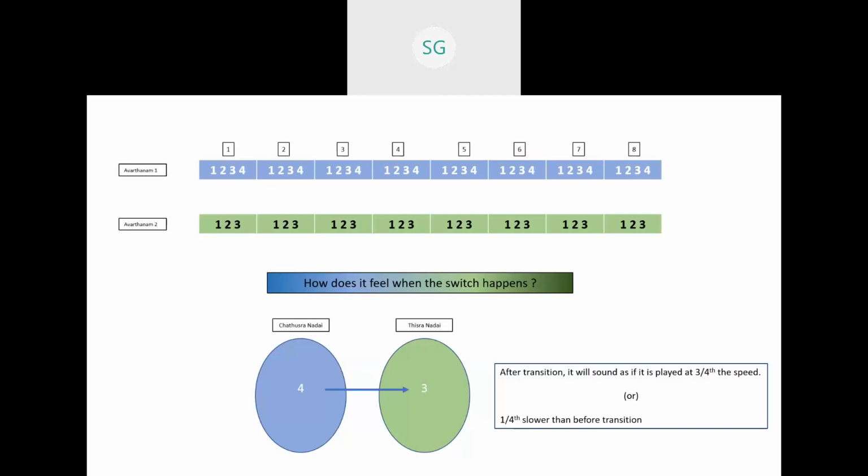So actually what happens is, when the transition happens, you will feel as if you are playing at 3/4 the speed or 75% of the speed. That means you will feel it is slowed, or it is 1/4 slower than before the transition. Every way you can think about it, but understand in one way and stick to it. Don't say it will be 1/4 the speed. It is not 1/4 the speed. It will be 1/4 slower or 3/4 the speed.